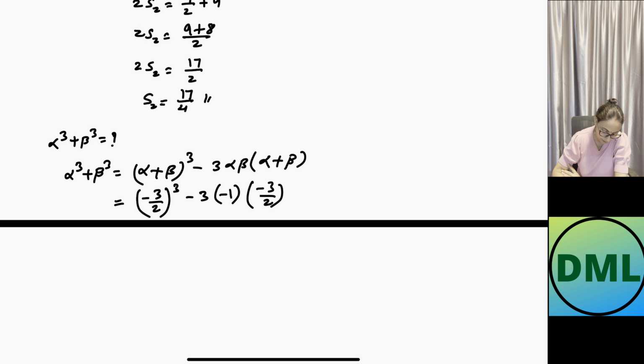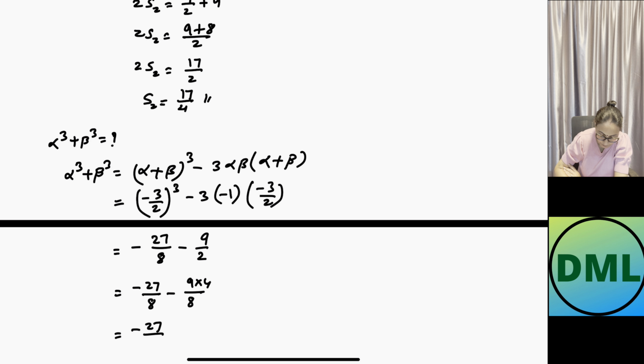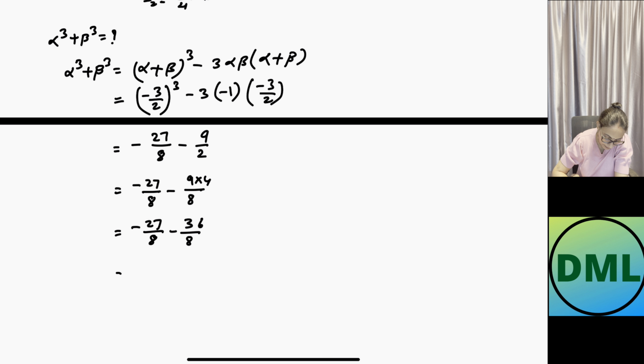Let's solve this equation. Minus cube is minus, 3 cube is 27, 2 cube is 8. Minus minus plus, again multiplied by minus is negative, negative 9 by 2. Let's make the LCM same here. It will be minus 27 over 8 minus of 9 times 4 over 8, which equals minus 27 over 8 minus 36 over 8. Let's add it here. Minus 27 minus 36 over 8, which equals minus of 63 by 8. This is my answer.